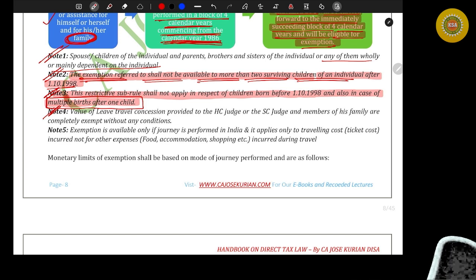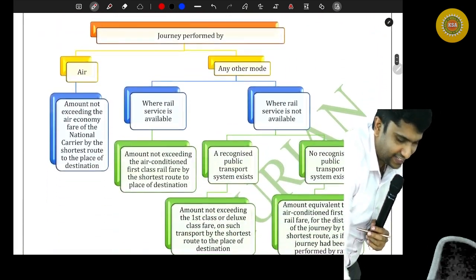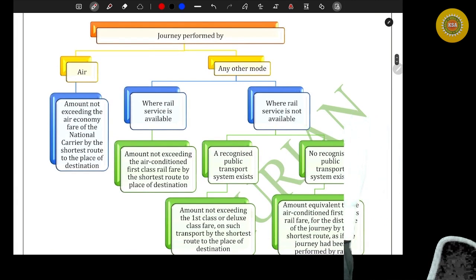Now, ticket cost, that's it. Not the other expenses like food, accommodation, shopping, etc. incurred during the travel. Now you will think that you will get full exemption for the travel. The answer is no. For the travel cost also, there are certain ceiling limits. Now let's understand how you claim the exemption.